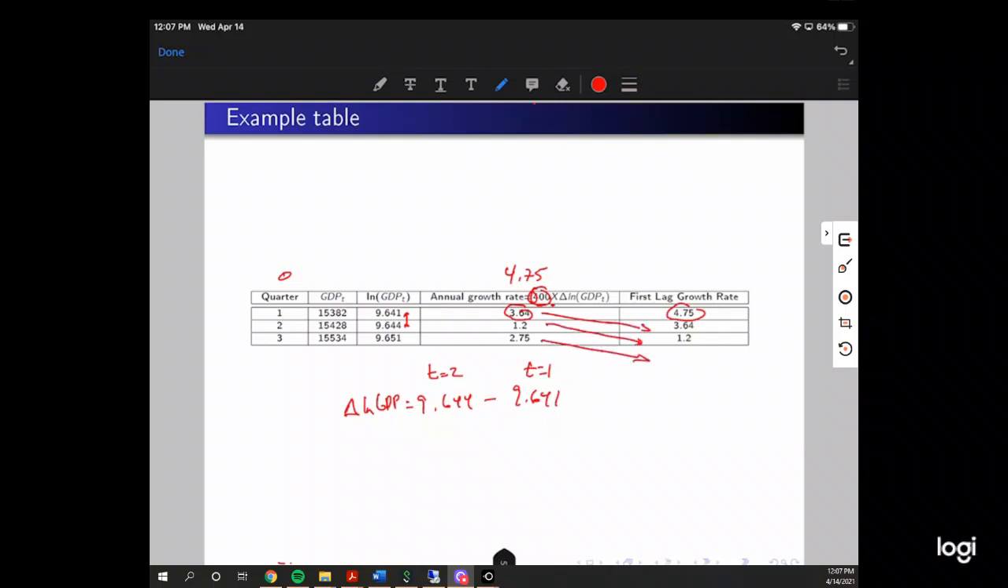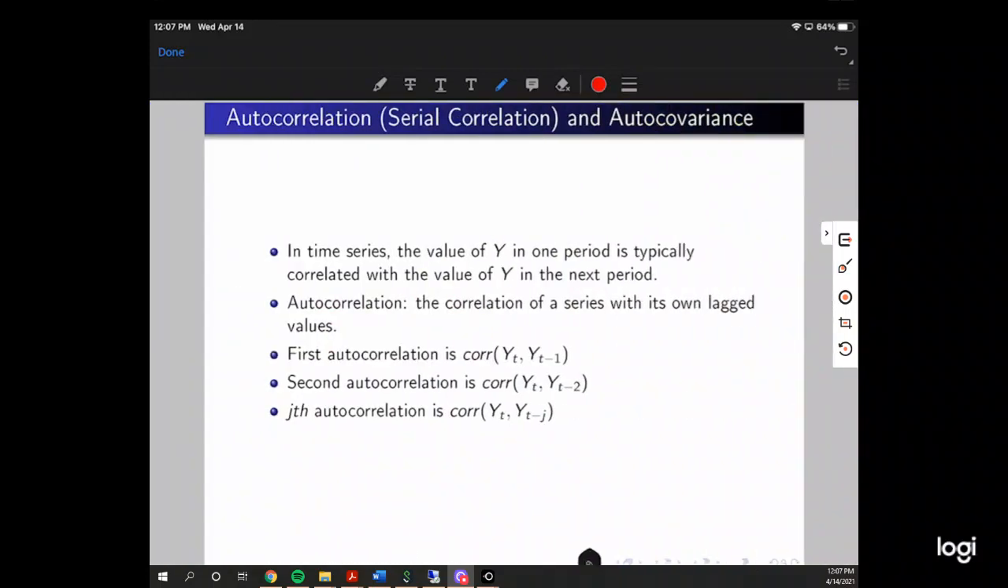So if the annual growth rate is written as y t, the first lag growth rate, what we're talking about in the last column, is y t minus 1. Autocorrelation, serial correlation and autocovariance. So autocorrelation is the same as serial correlation, and now we'll introduce what these are.